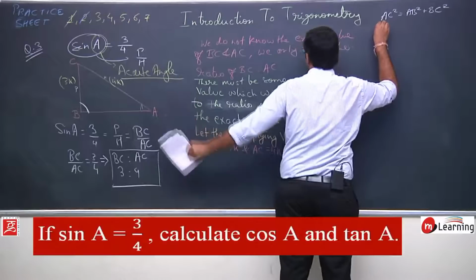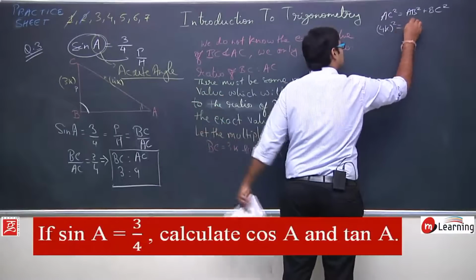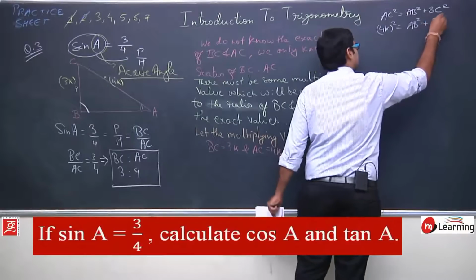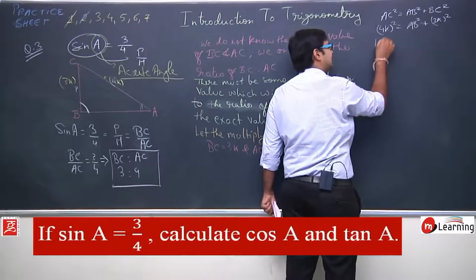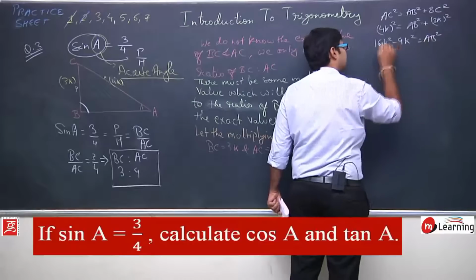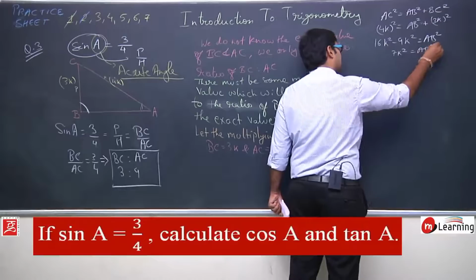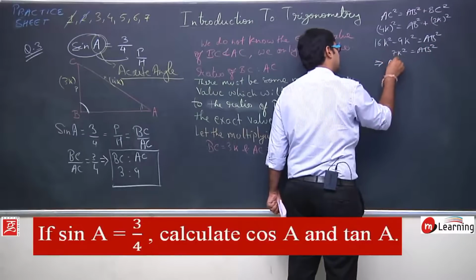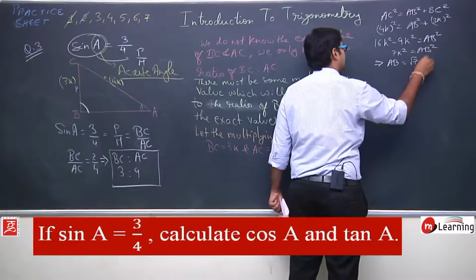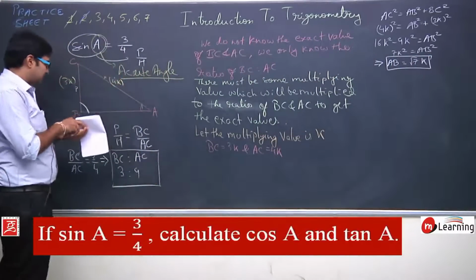Now what is AC square? It is 4k square, equal to AB square, which is unknown, plus BC square, which is 3k square. So this is 16k square minus 9k square is equal to AB square. So 16 minus 9 is 7k square is equal to AB square. So this will give you AB is equal to root of 7k. So I have the value of AB as root of 7k.